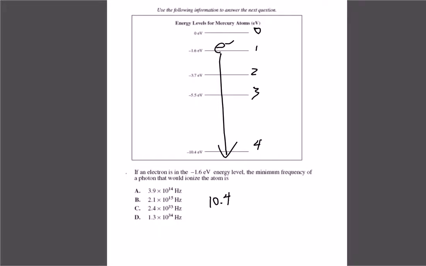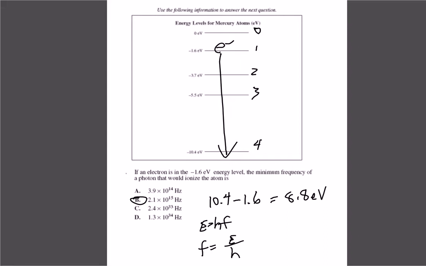So 10.4 minus 1.6, if we do that calculation, we get 8.8 electron volts. So now we just need to figure out the frequency, so energy equals hf. So our frequency would be energy divided by h. So we take that 8.8 and divide it by 4.14 times 10 to the negative 15. And that gives us 2.1 times 10 to the positive 15 hertz. So that should be our answer, letter B.